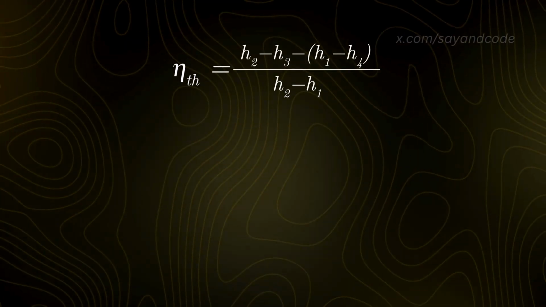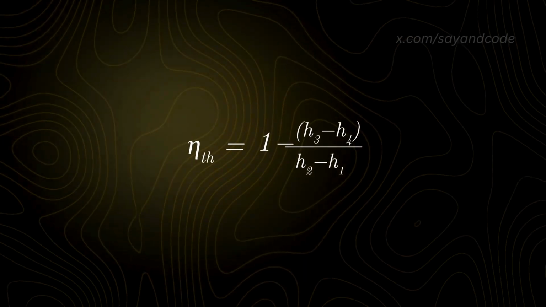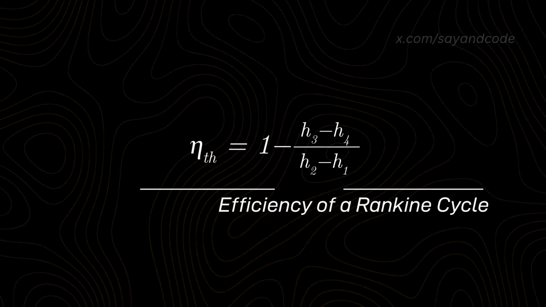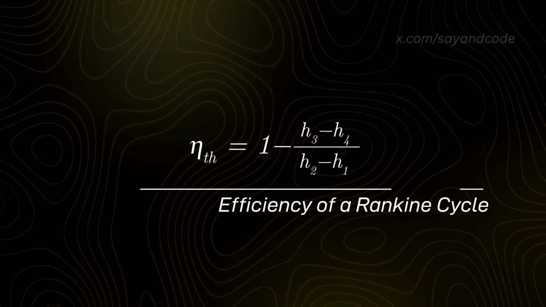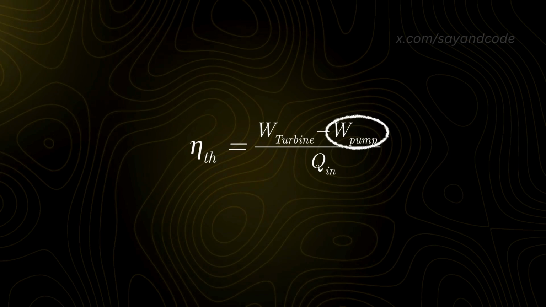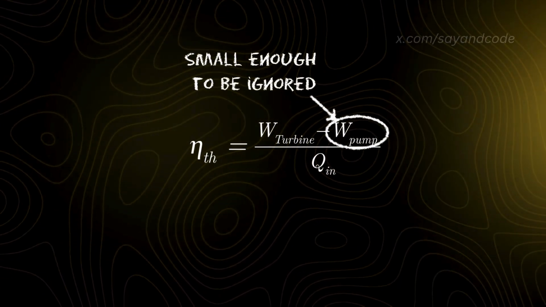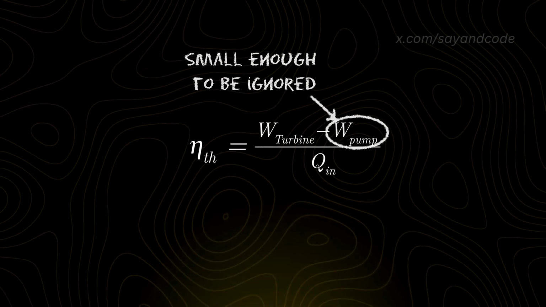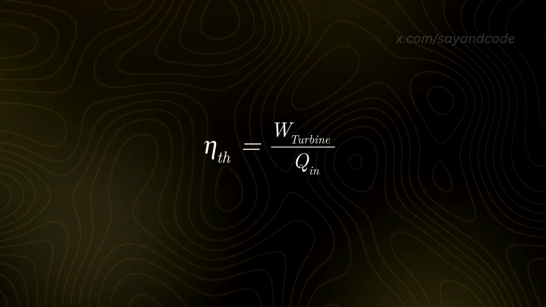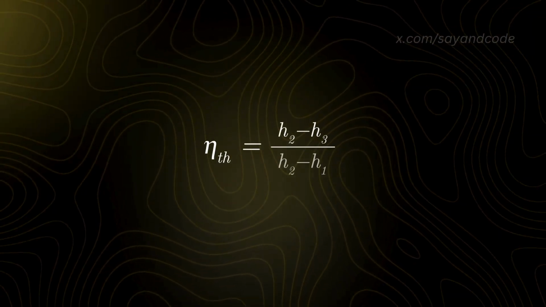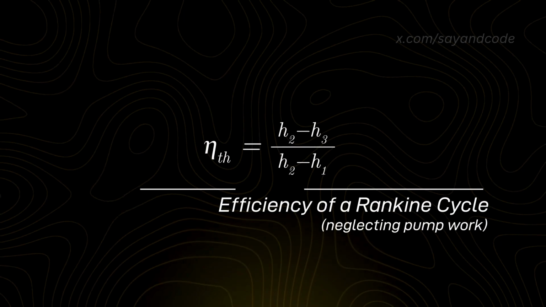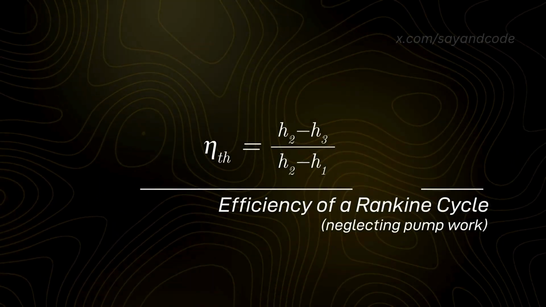Substituting the enthalpy values, we can rearrange the terms in order to get the result. Thermal efficiency is equal to 1 minus (H3 minus H4) over (H2 minus H1). This is the efficiency of a Rankine cycle. Sometimes we make the consideration that work done by the pump is too small to be included. In that case, we calculate the efficiency as work done by the turbine divided by heat input from the boiler. Or in enthalpy terms, (H2 minus H3) over (H2 minus H1). So depending on the situation, we have to use the appropriate equation and substitute the values of enthalpy using the information given.